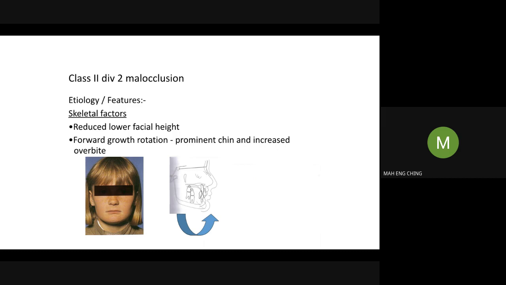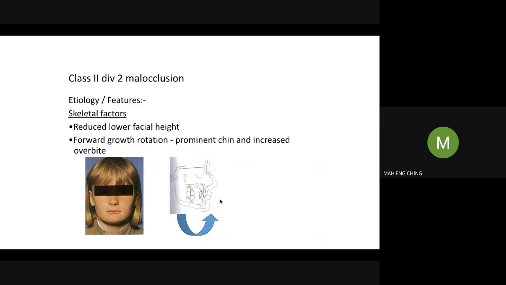So skeletal. We're going to talk about this skeletal. Just now we already talked about this. Usually it's due to the short lower jaw, or it can be a long upper jaw. But in this Class 2 Division 2, the features are that they have the reduced lower facial height. I mean, the patient has a short lower face. This is due to the forward growth rotation, then the prominent chin and increased overbite.